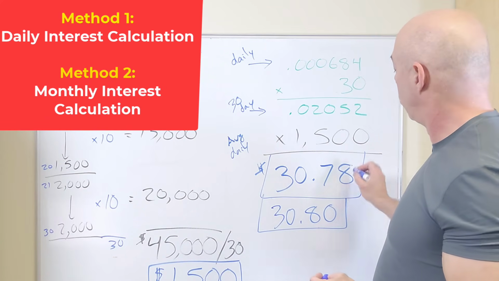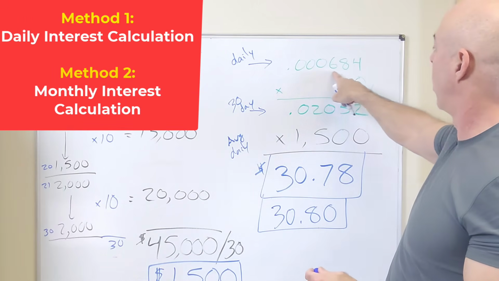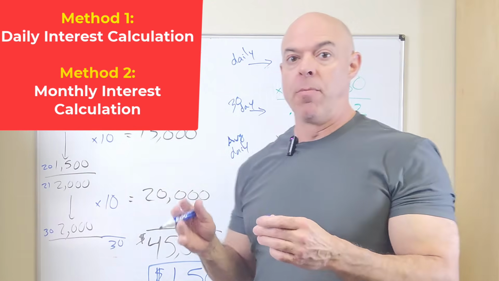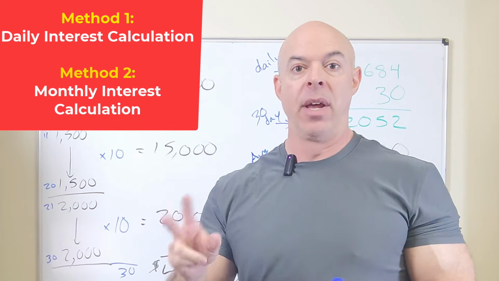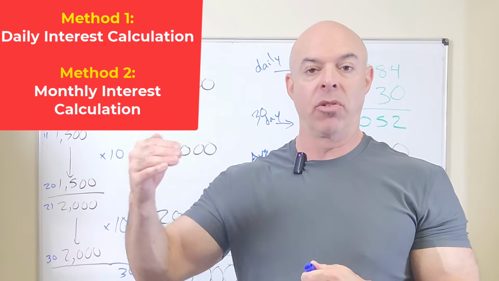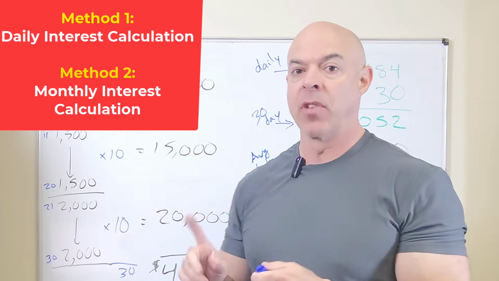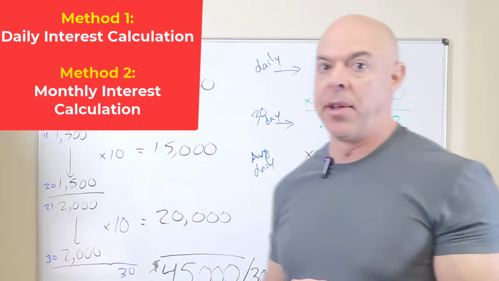Now, off by 2 cents, but that's because, when it comes to decimal points, this decimal actually goes a little further out, and so does this one. So you might have a small discrepancy. It's always good if you can do two different methods and then compare them. So again, the first example was a daily interest calculation. This example was a monthly interest calculation, but they both ended up yielding about $30.80.